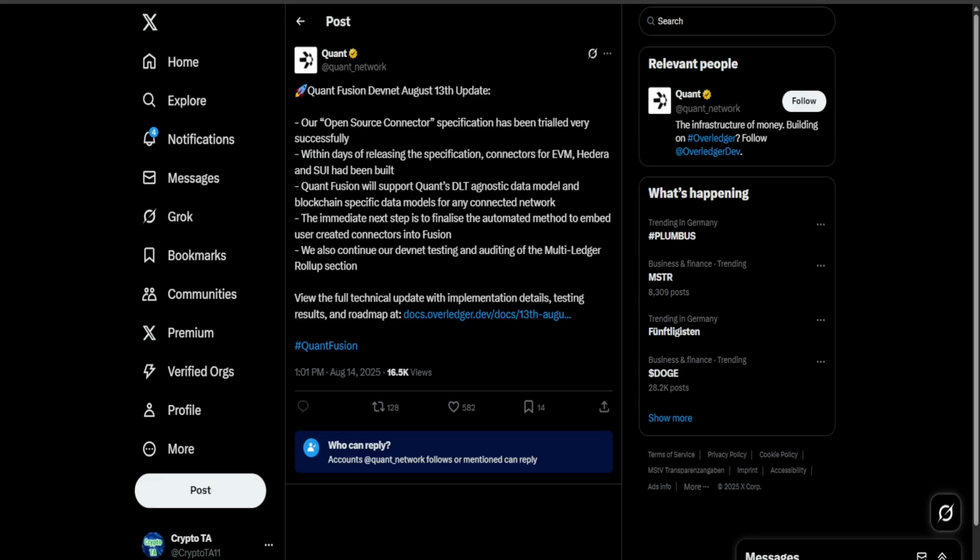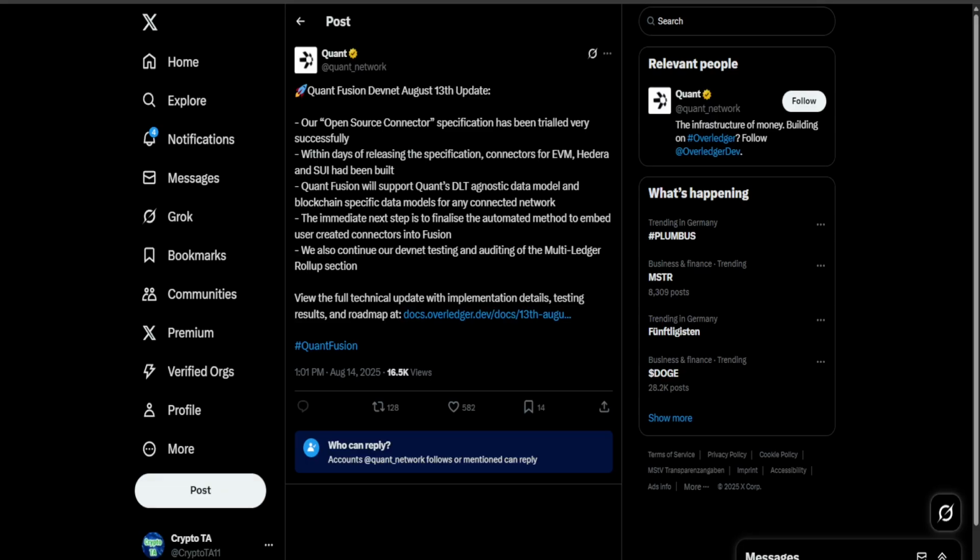So what does that all mean strategically? Let's go through them one by one. Number one, Quant's open source connectors are helping grow the ecosystem by letting third-party developers build and plug in very easily. Number two, the multi-ledger rollup removes the need for bridges, which cuts down very much on risk and also complexity.